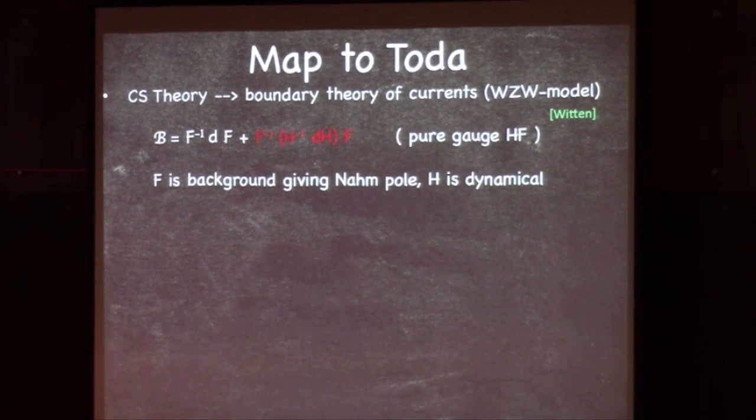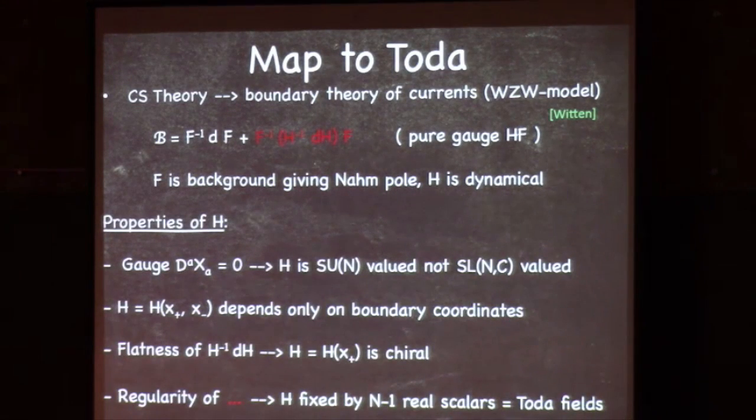So what are the constraints on H? H obeys the following conditions. First of all, it's SU(N) valued and not SL(N,C) valued. That's an important reality condition. So how does that come about? Remember, we were working in the gauge where the covariant divergence of x is 0.